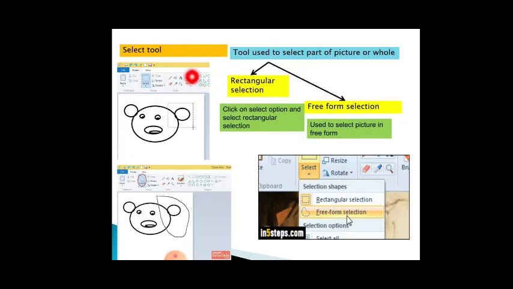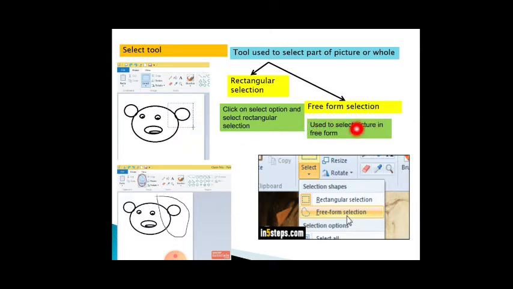First let us learn about the selection tool. The select tool is used to select a part of a picture or the whole picture. It has two types of selection: rectangular selection and free form selection. What is rectangular selection? Click on the select option and select rectangular selection. You can select some part of the image like this using the rectangular selection.